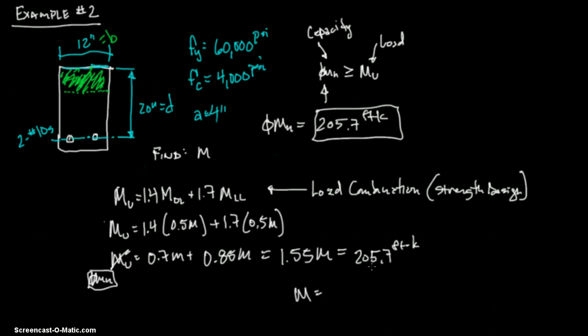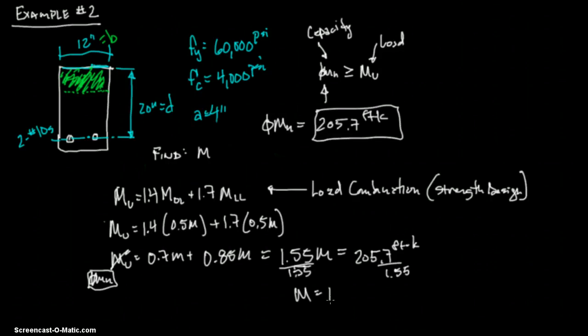Then we want to solve for M. So you want to divide 205.7 by 1.55, showing your algebra so I don't confuse anybody. I'll put it over here. So 205.7 divided by 1.55 equals... I messed up my calculator.